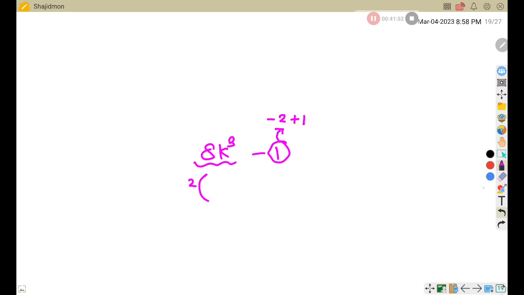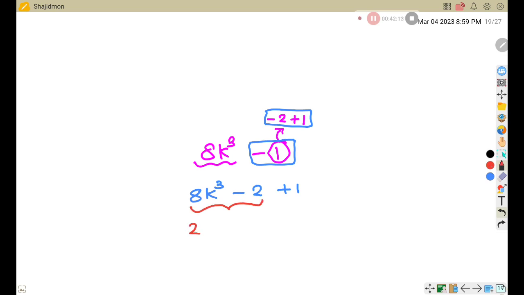For example, if I am writing 8k power 3 minus 2 plus 1, because minus 2 plus 1 means minus 1 only. If I write like this, from here and here I can take 2 common, correct? If you take 2 outside, how much do you get? From 8, if you take 2 outside, 4 will be left, so 4k power 3. From minus 2, if you take 2 outside, 1 will be left. See, like this. Then plus 1 we get separately. That's why we wrote minus 2 plus 1. We need to take 2 common.